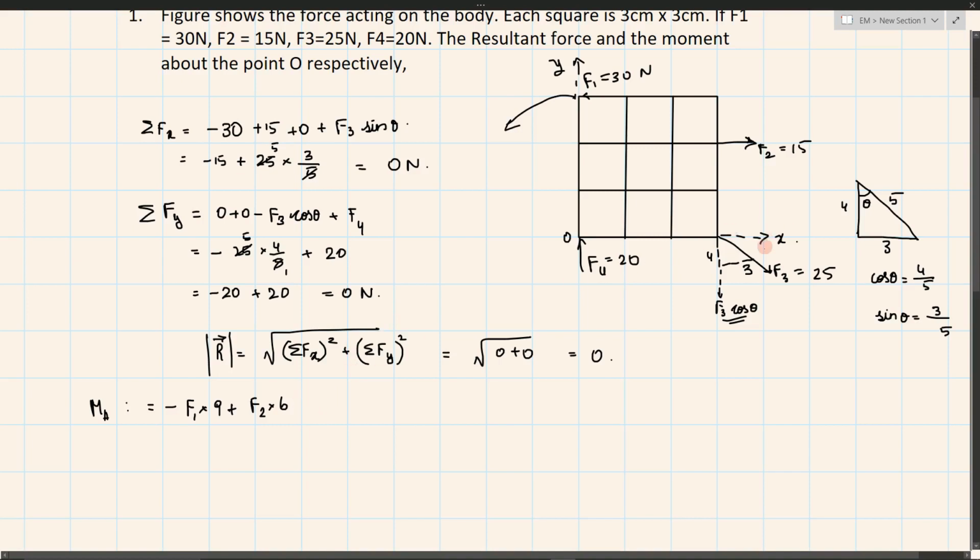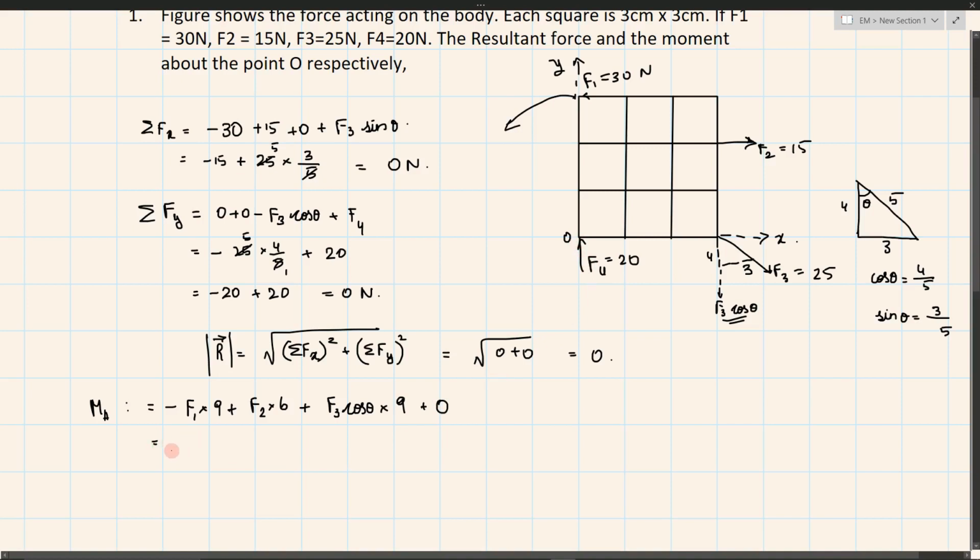Also we have the x component of F3. The x component of F3 passes through the point O, so it does not contribute to any moment. The y component of F3, that is F3 cos theta, does contribute to the moment about O, in the clockwise direction. So we'll have F3 cos theta into the perpendicular distance, that is 9. Then F4 is 0 since it passes through the point O.